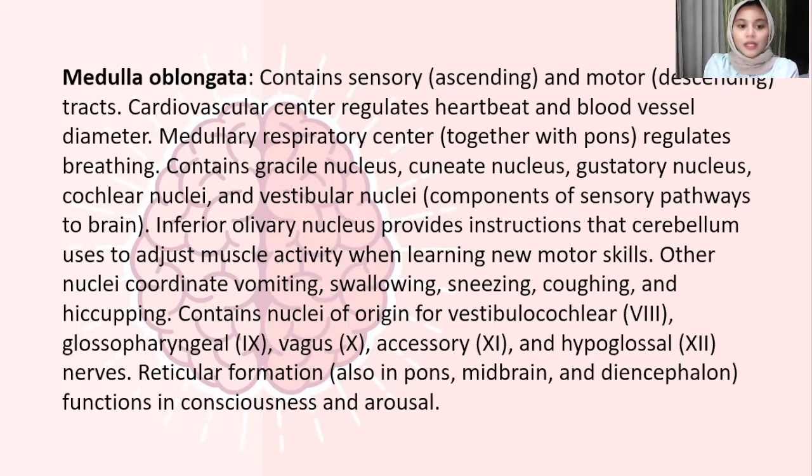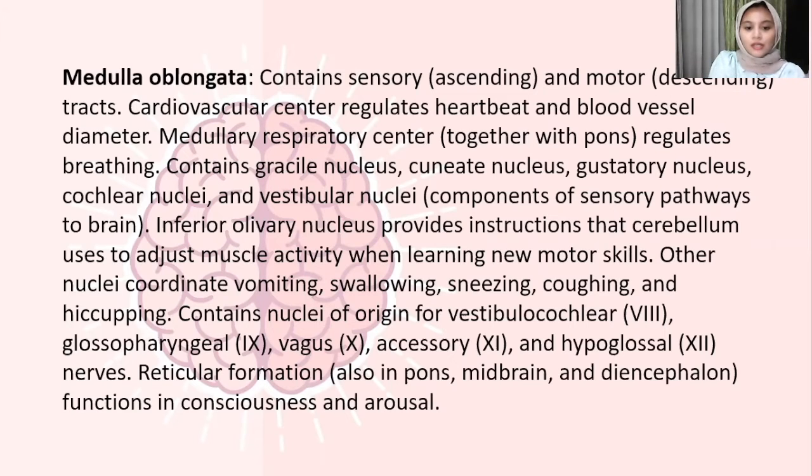The medulla oblongata contains the nuclei of origin for the vestibulocochlear 8, glossopharyngeal 9, vagus 10, accessory 11, and hypoglossal 12 nerves.